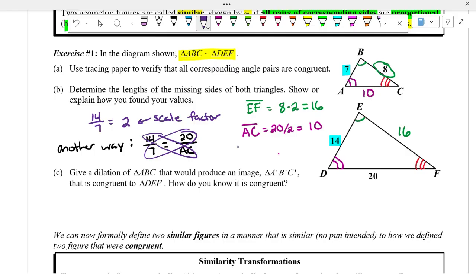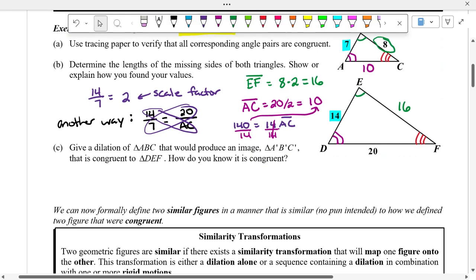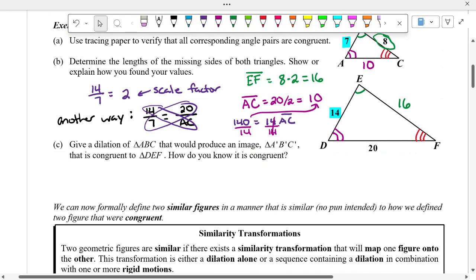So 20 times 7 is 140, and that's equal to 14 AC. So how do I get AC by itself? Divide both sides by 14. Is it not true that 140 divided by 14 is 10? Yes, it is. So that's the other way you could have gotten it. You could have set up proportions.